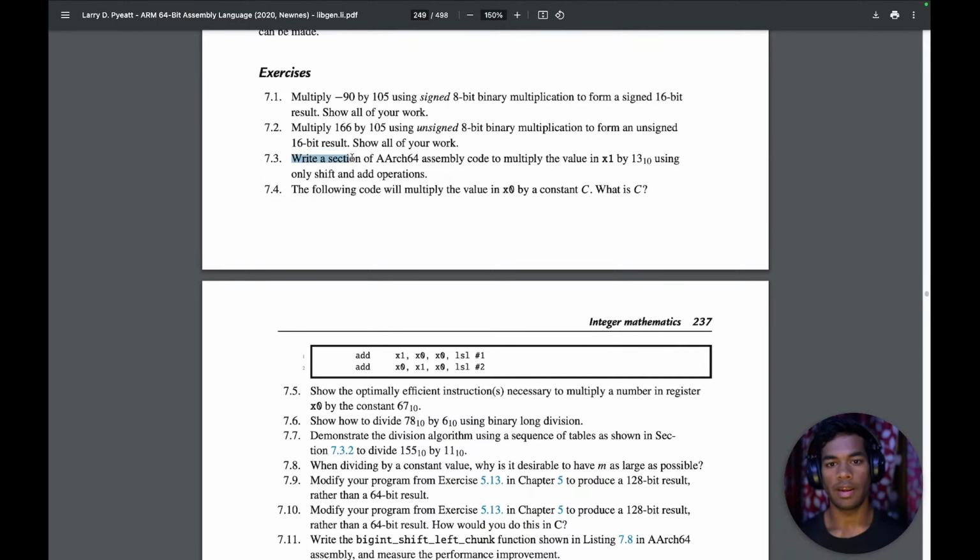Now, write a section of AArch64 assembly code to multiply the value in first register by 13 using only shift and add operations. Well, that is what I have been doing.